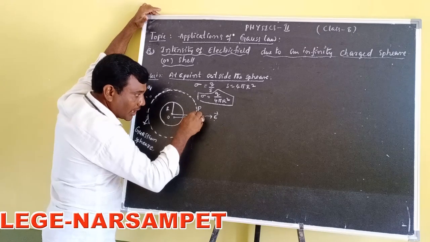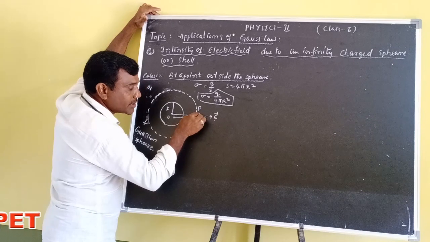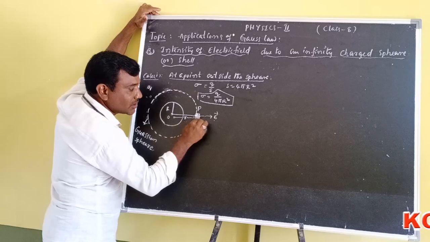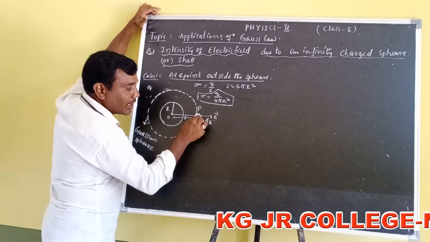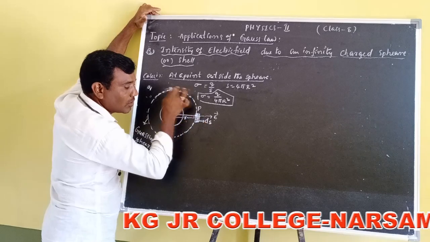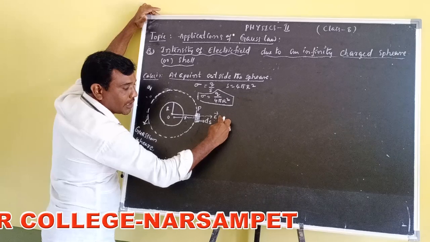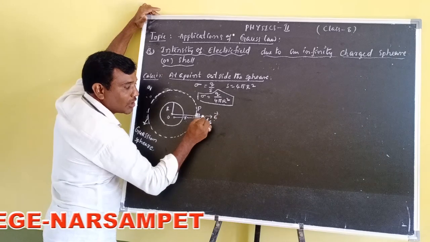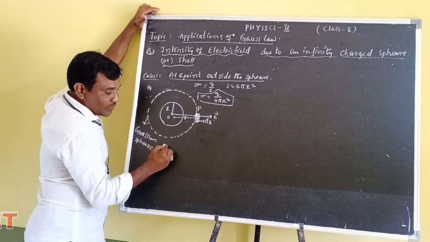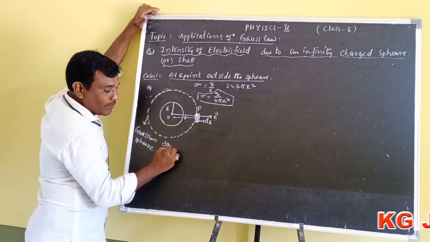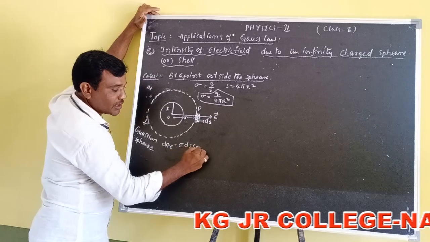Now we consider a small area ds on the Gaussian sphere. We observe E and ds are parallel to each other. By the definition of electric flux, d phi E is equal to E ds cos theta.